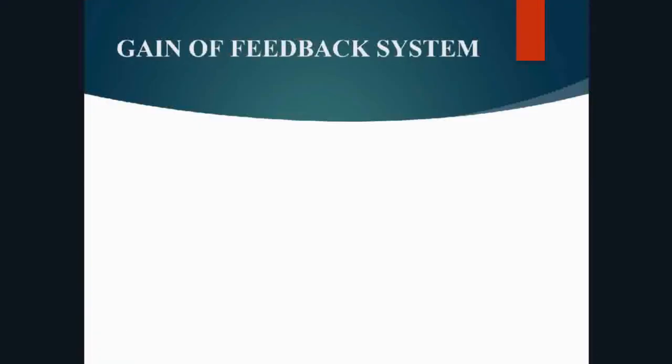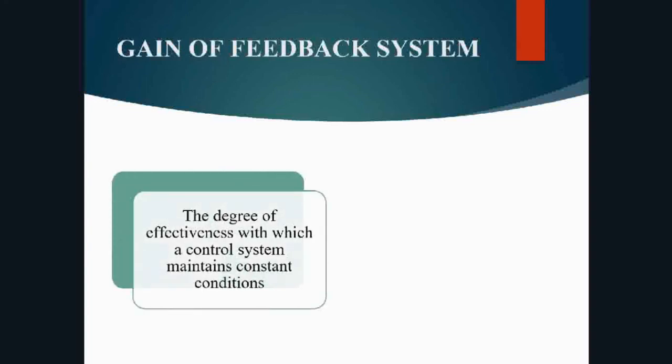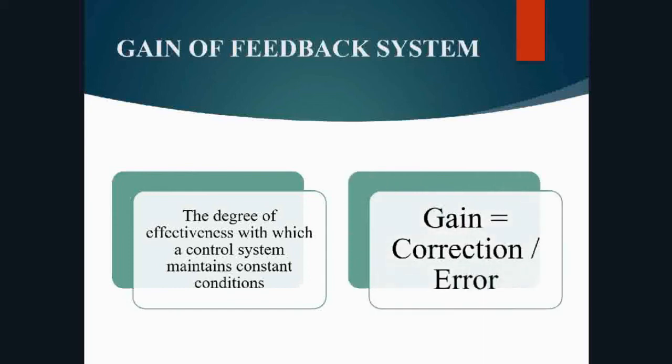Gain of a control system is its degree of effectiveness in maintaining constant body conditions. It is determined particularly in case of negative feedback. Gain of a system can be calculated by dividing the correction performed by the control system by the error that occurred in the system.